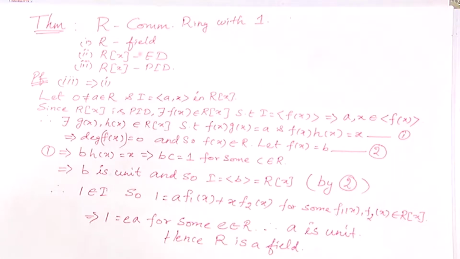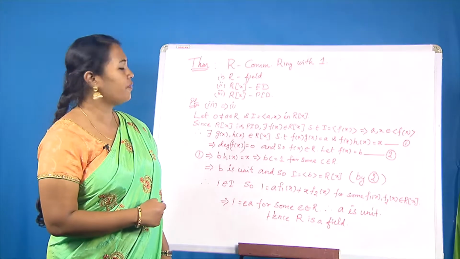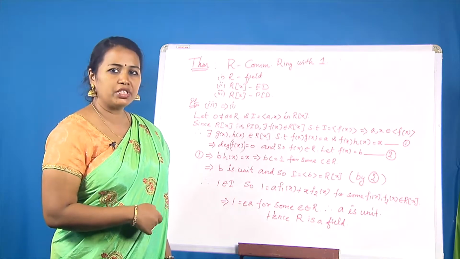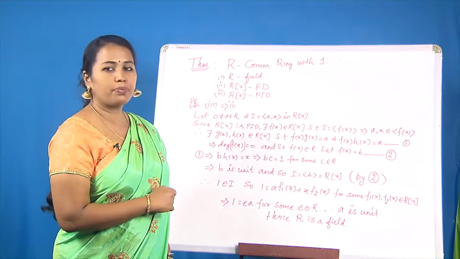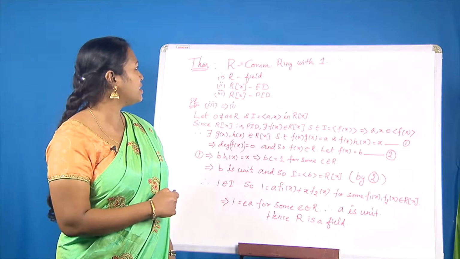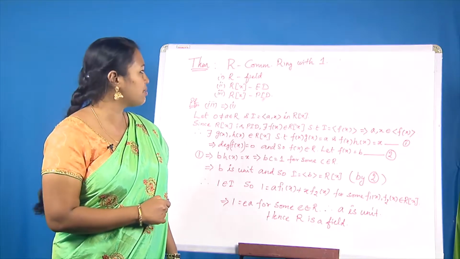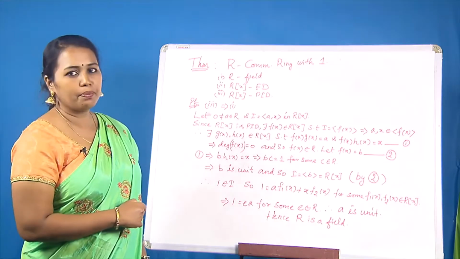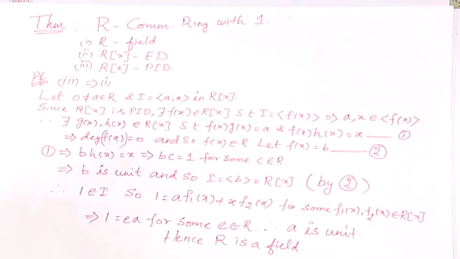Now 1 implies 2 means that if R is a field, then R of x is a Euclidean domain. This part we have already proved in some of the earlier theorems in this session. The second part, 2 implies 3: R of x is a Euclidean domain implies that R of x is a principal ideal domain. We just saw a theorem where we proved this statement. So there only remains one thing to be proved, which is 3 implies 1. That is, if R of x is a principal ideal domain, we need to prove that R is a field. So let us go to the proof of 3 implies 1.